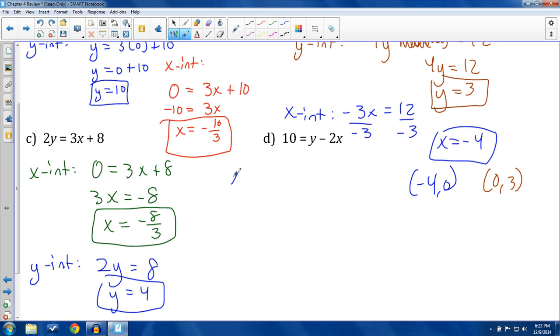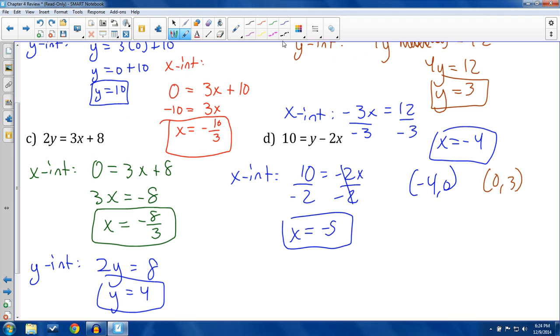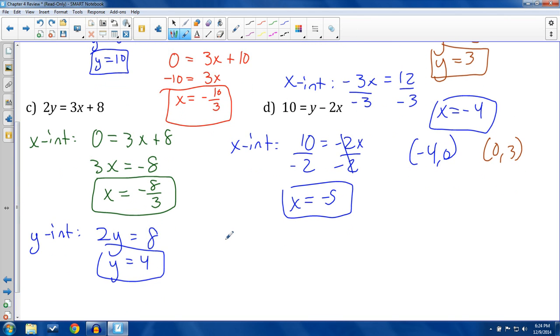Substitute for the x-intercept. Substitute 0 for y. 10 equals 0 minus 2x. Divide by negative 2. You'll get x equals negative 5. Substitute 0 for x for the y-intercept. Notice I'm specifically labeling that too. You get 10 equals y minus 2 times 0, which is 0. Hey, 10 equals y. That's it. You don't need to do anything else. You're good to go.